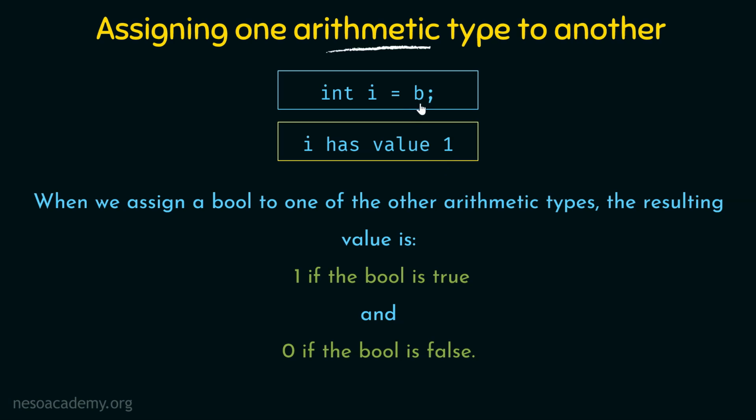And in case b was false, then if you try to print the value of i, it would have given 0, because it will be 0 if the bool is false. So here again we see the type conversion taking place. Okay, so now let's go to the next one.